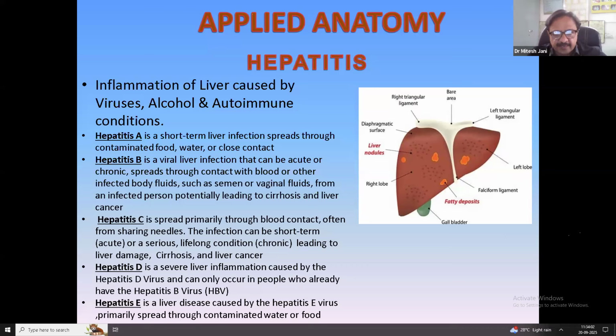Hepatitis C is spread primarily through blood contact, often from sharing needles, and the infection can be short-term or a serious lifelong condition leading to liver damage, cirrhosis, and liver cancer. Hepatitis D is severe liver inflammation caused by the hepatitis D virus and can only occur in people who already have hepatitis B. And hepatitis E is a liver disease caused by the hepatitis E virus, primarily spread through contaminated water or food.